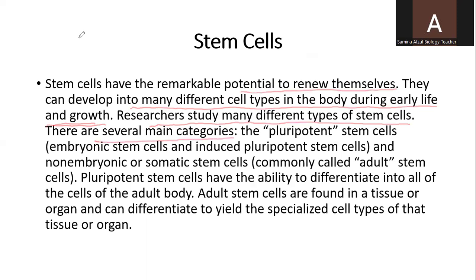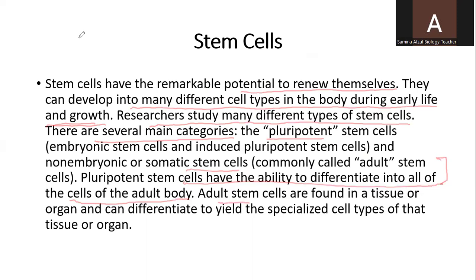Number one is pluripotent stem cells, which are the embryonic stem cells, and they can produce many cells of their own kind. And non-embryonic or somatic cells, commonly called adult stem cells, also differentiate into many cells. The pluripotent cells have the ability to differentiate into all of the cells of the adult body. So pluripotents will divide, redivide, and differentiate into many other cells of the body.